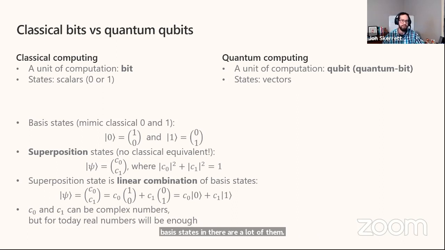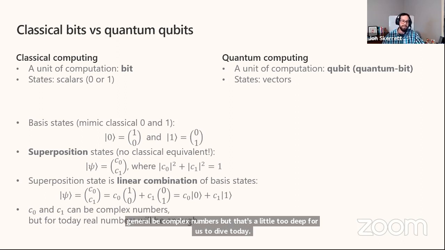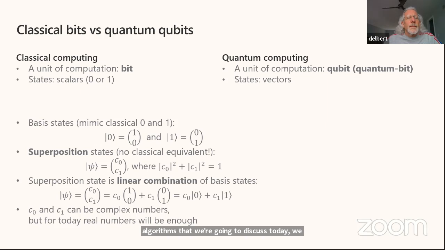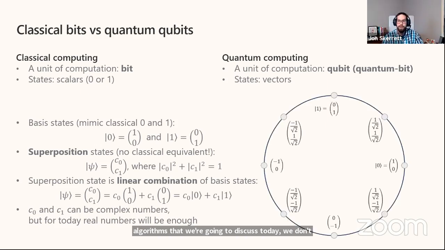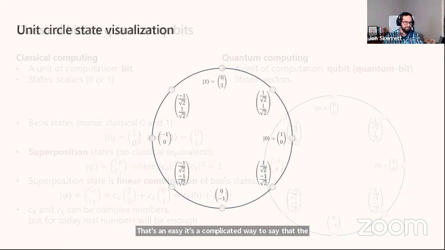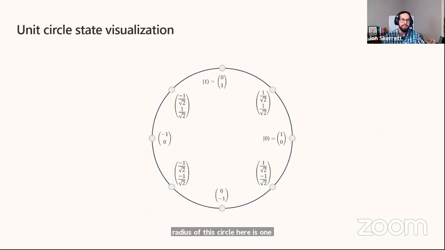Now, the coefficients of the superposition states can, in general, be complex numbers, but that's a little too deep for us to dive into today. The algorithms that we're going to discuss today, we don't need complex numbers. We're going to stick to just real numbers. And here is how you can visualize quantum states. The vectors that represent quantum states have to be normalized, which is to say the sum of absolute values of the components squared equals 1. That's a complicated way to say that the radius of this circle here is 1. So geometrically, this means that the two numbers have to belong to a unit circle.